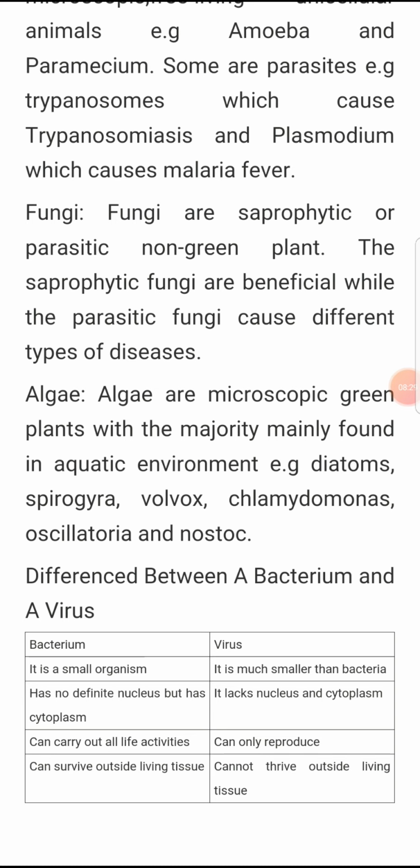A virus can only reproduce inside the living medium. Bacterium can survive outside living tissue, but virus cannot thrive outside living tissue.